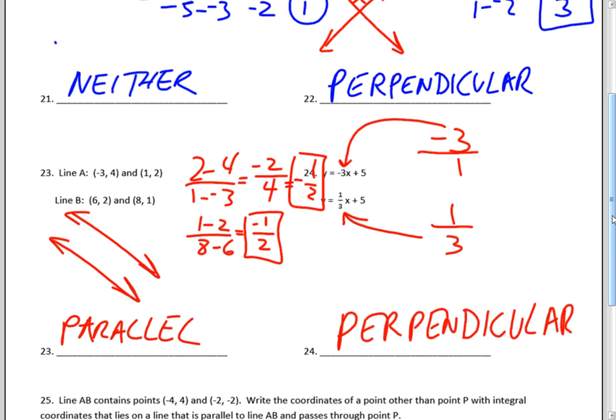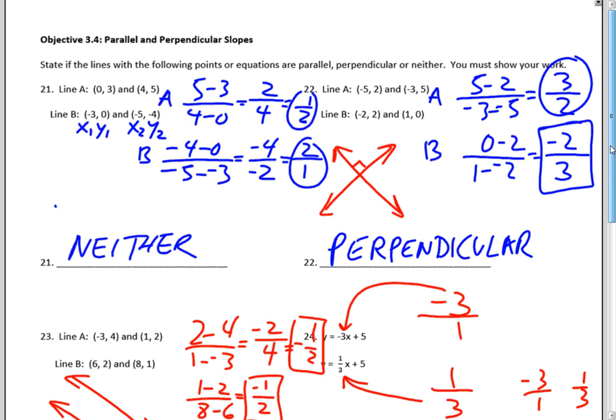So this one we had 2 negatives. We had negative 1/2 and negative 1/2. This one was negative 3 over 1 and 1/3, which were opposite reciprocals. Up here, opposite reciprocals. They're flipped versions. One's positive, one's negative. Over here we had 1/2 and 2 over 1. They're reciprocals, but they're not opposite reciprocals. And they're not equal, so they must be neither.